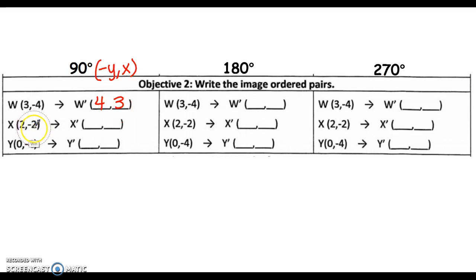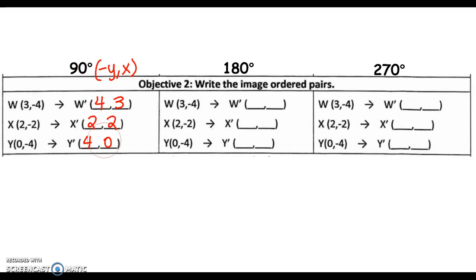Our y here is negative 2. Once we change that sign, that becomes positive 2. Once we swap them, the ordered pair is 2, 2. Our y here is negative 4. Change the sign, it becomes positive 4. Swap x and y, it is now 4, 0.